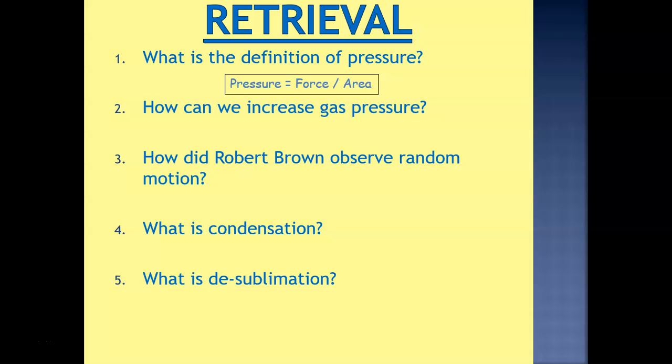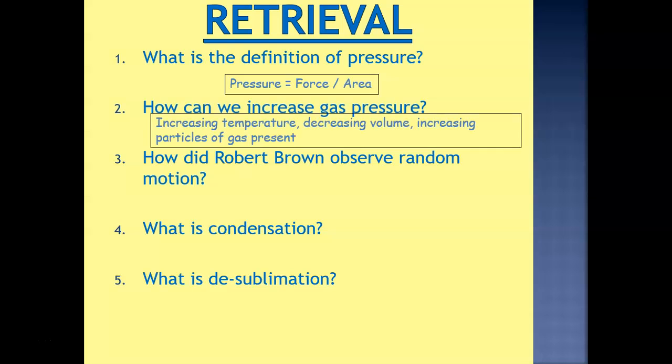How can we increase gas pressure? Well, if you remember, gas pressure is caused by gas particles bouncing off the insides of a container. How can we make them bounce off the insides of the container more? We could increase the temperature. That makes the particles move faster. We can decrease the volume, meaning they're going to hit the sides more often. Or we can increase the particles of gas present. Making more particles makes more collisions take place.